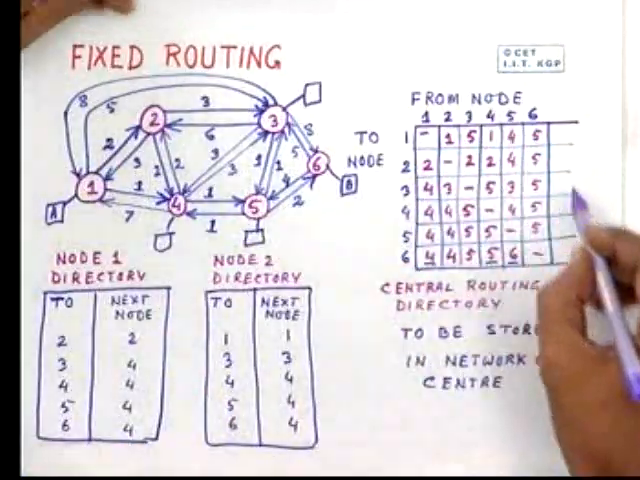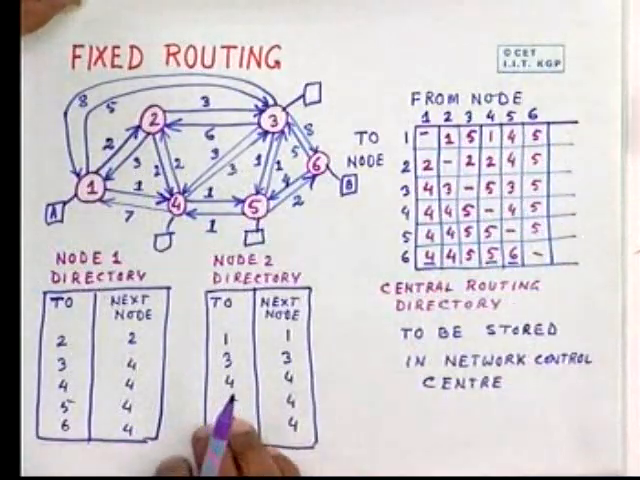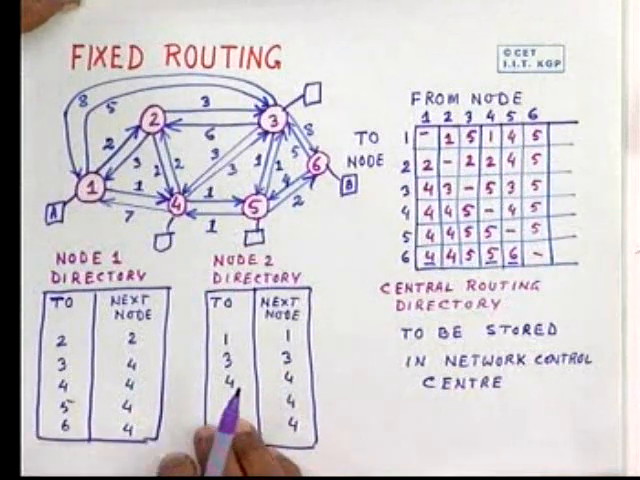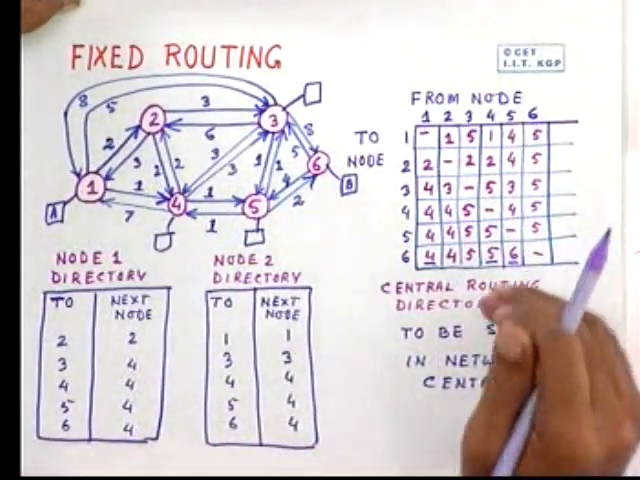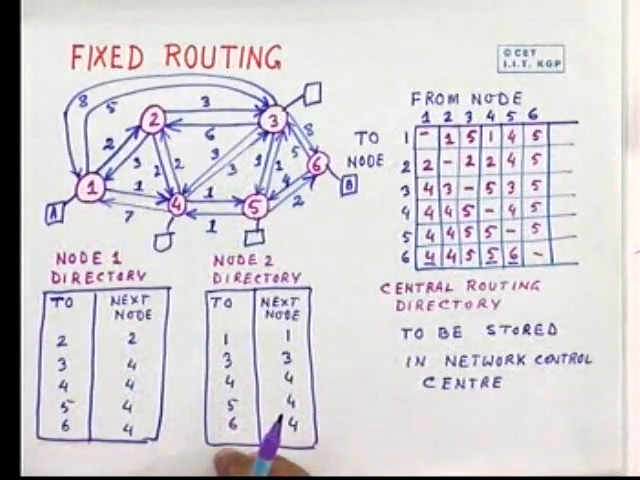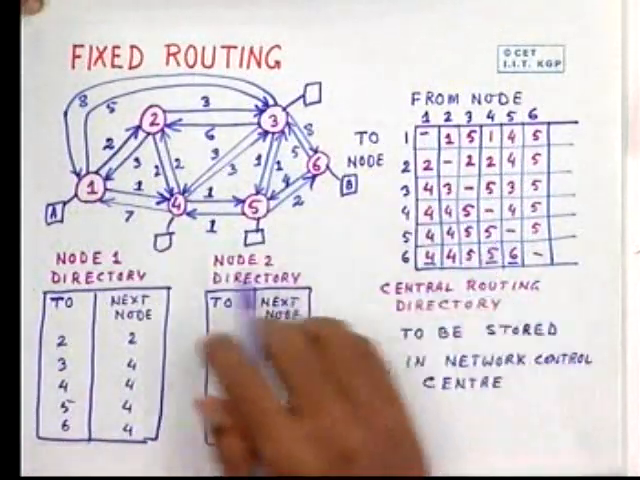You may be asking how this table is obtained. This can be obtained by using some suitable algorithm based on least cost that we shall discuss. But before that, let me discuss what are the alternatives possible. In this case, we find that it is very disadvantageous, because it suffers from lack of flexibility.